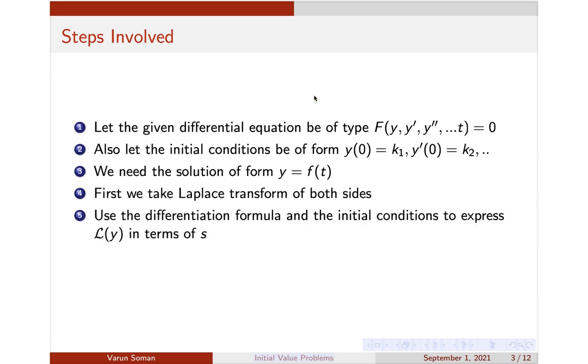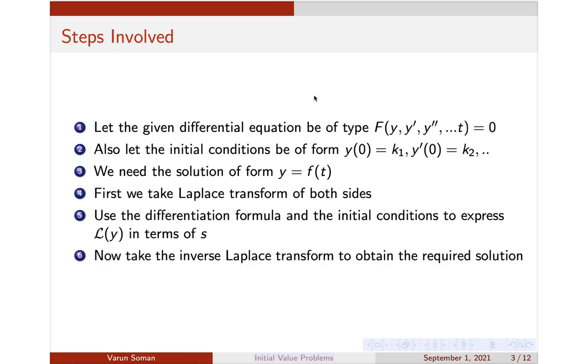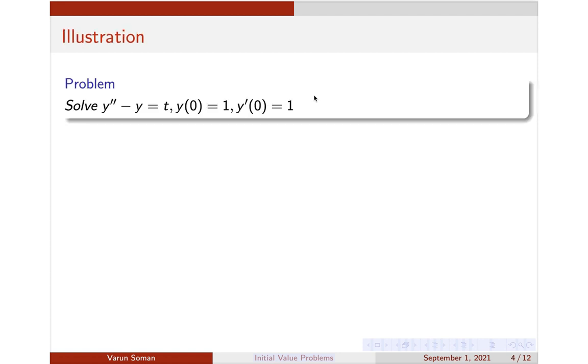As I told you, these are the steps involved. First, we take Laplace transform on both sides. We use differentiation formulas and initial conditions to express L of y in terms of s. Then we take the inverse Laplace transform to obtain the required solution. Now let us try to do one problem. Suppose you are given a differential equation like this: y double dash minus y is equal to something. It's a simple equation. You can use direct methods also, but let us analyze this problem using Laplace transform.